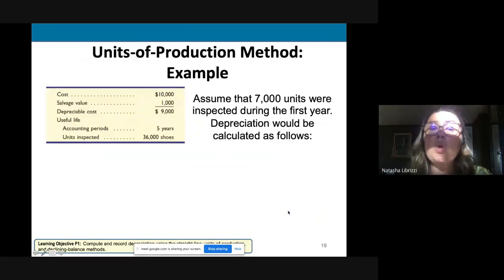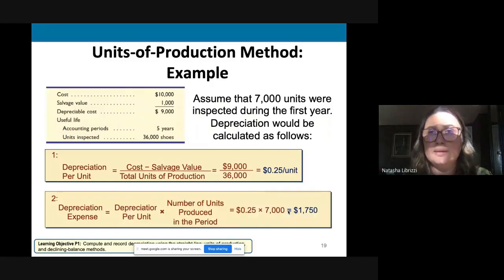All right, so we're going to go back to our example, and we're going to assume this additional information, that 7,000 units were inspected during the first year. Depreciation would be calculated as follows. We have the same information, 9,000 depreciable cost divided by 36,000 units. Therefore, each time we produce a unit, we're going to have 25 cents per unit. So if I produce 4 units, 4 times 0.25, it's $1 I will depreciate. In this case, the depreciable rate is 25 cents, and I have produced 7,000 units, given to me in the problem. Therefore, my depreciation for that year is 1,750.